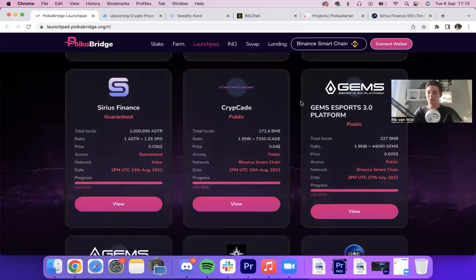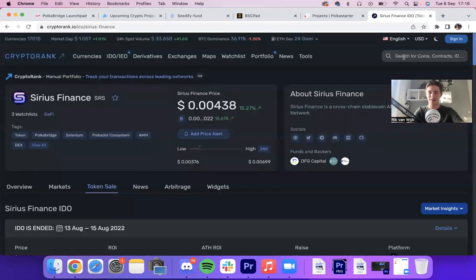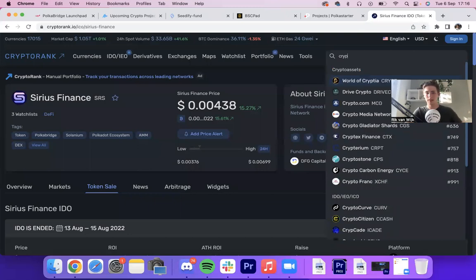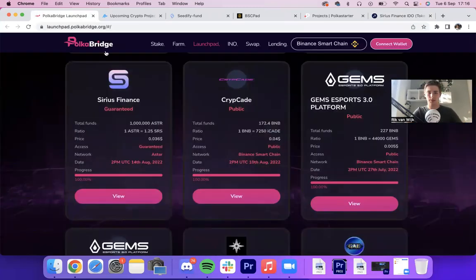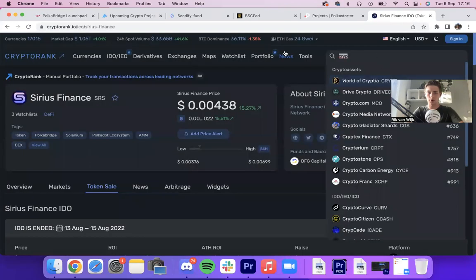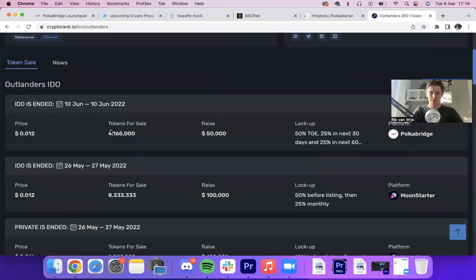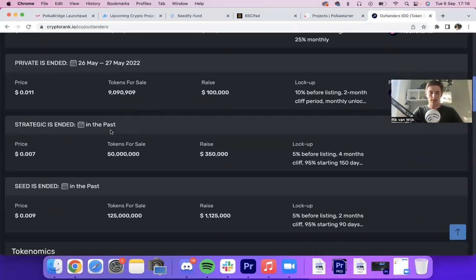However, on PokerBridge, of course, I've already seen these projects, right? So I kind of know the answers to many of these. I mean, let's just look at a couple more, right? Let's pretend like we have absolutely no idea. Actually, I want to see Outlanders, really. The private sale, mostly Outlanders. There we go. Yep. Oh, this also didn't have a TGE yet.